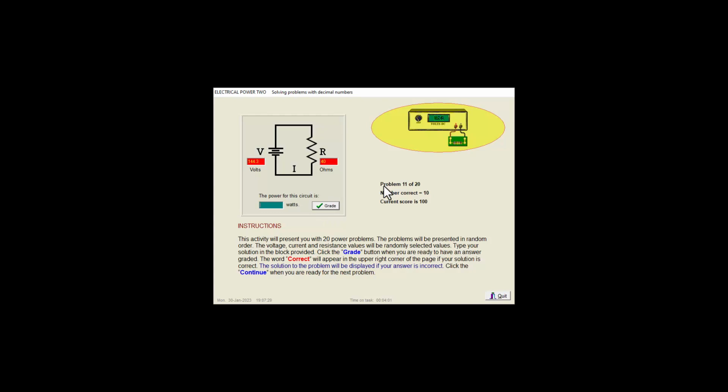Okay, V and R, so it's V squared over R, 144.3 squared divided by 40 ohms. Oops, something wrong. 144.3 squared divided by 40, 520.6.